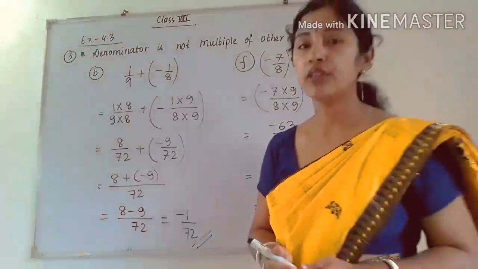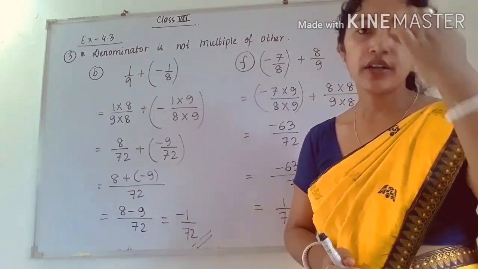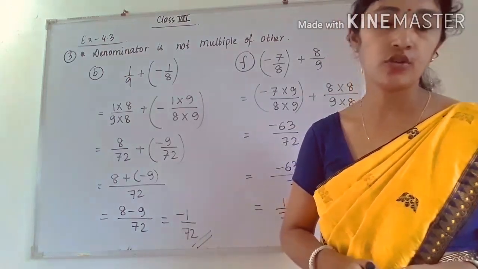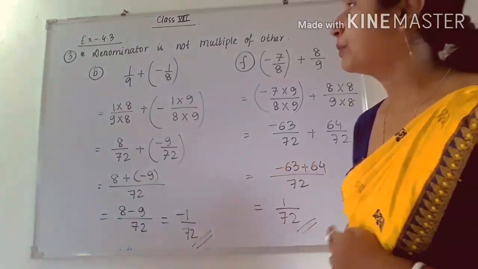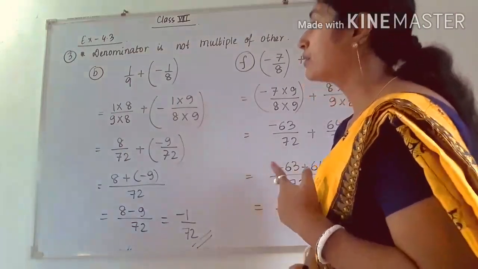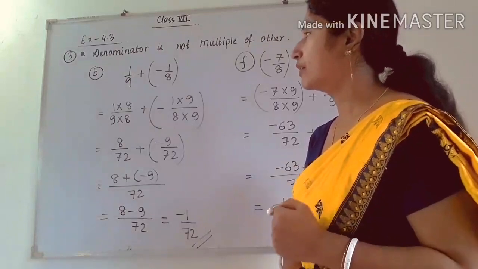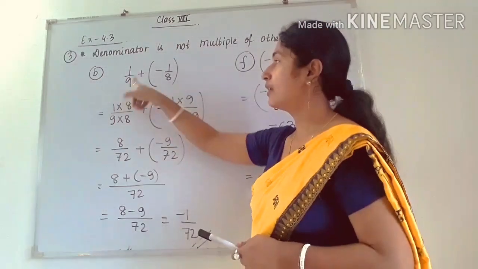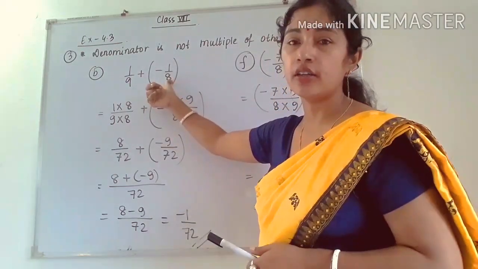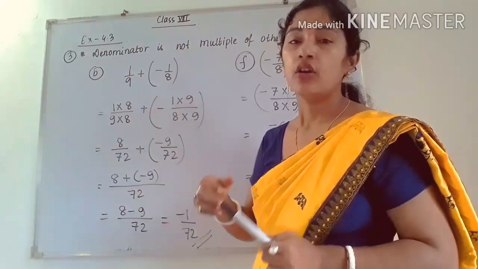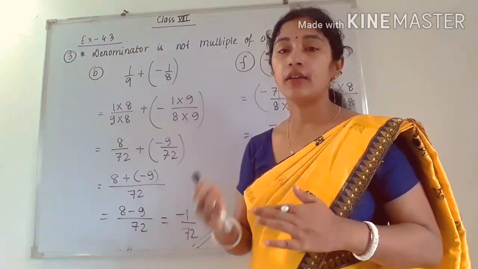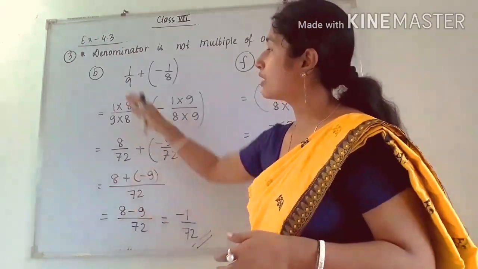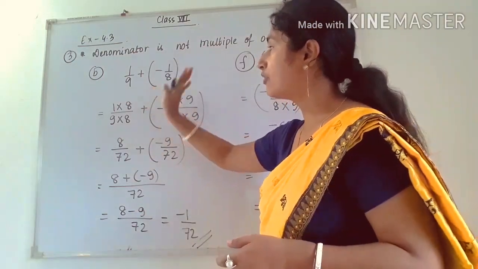So question number 3. In question number 3, the denominators are not multiples of each other. So in this case, what do we have to do? See, in number B, 1 by 9 plus bracket minus 1 by 8. The denominator is 9 and the other denominator is 8. They are not multiples of each other. So in that case, just multiply with the other. Means you have to multiply 9 with 8 and 8 with 9.